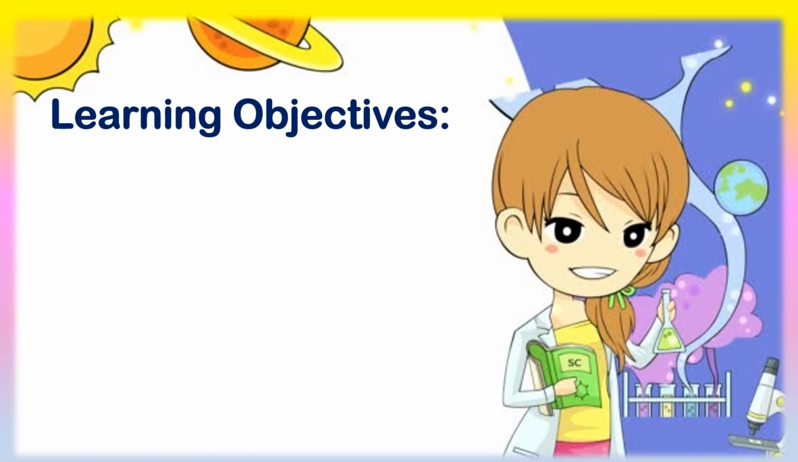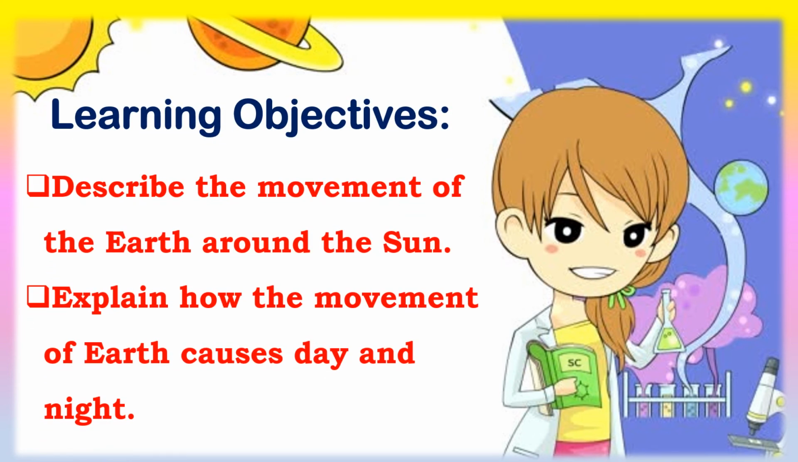The learning objectives of this lesson: first, describe the movement of the Earth around the sun. Second, explain how the movement of Earth causes day and night. So at the end of this lesson, you will be able to describe the movement of the Earth around the sun, and you will explain how the movement of Earth causes day and night.